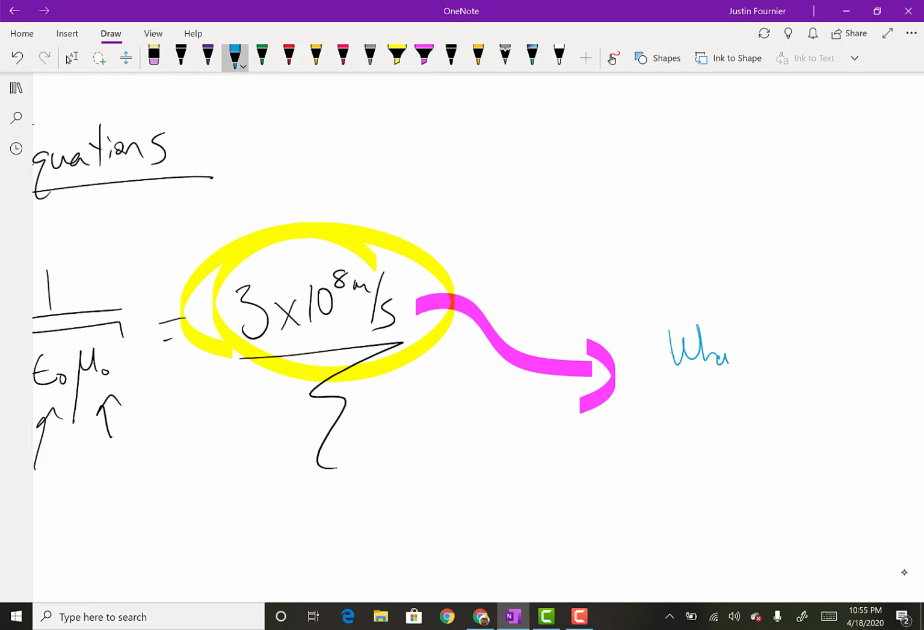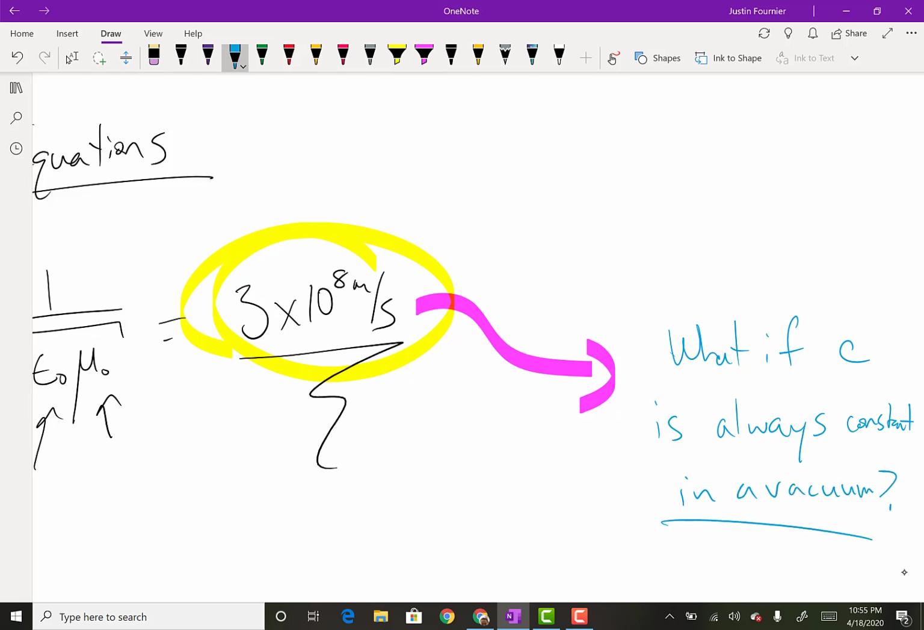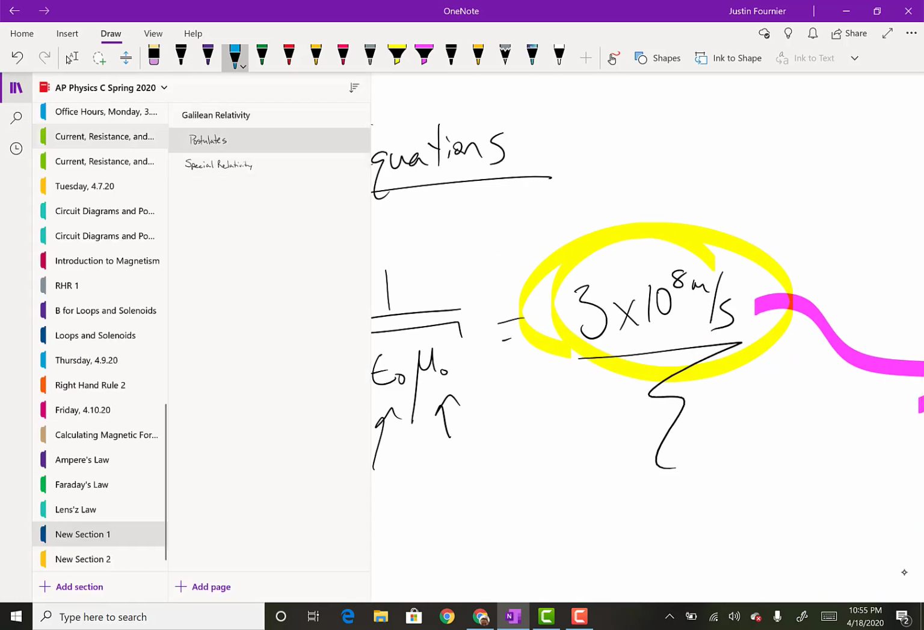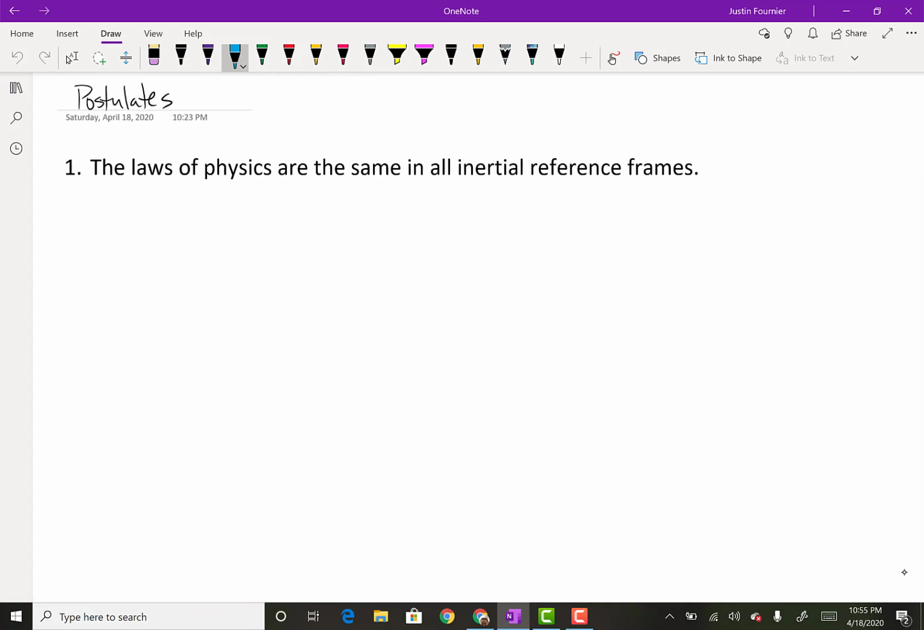So what if the speed of light, c, is always constant in a vacuum? What would that mean? What would happen? That's what he started off with. He said, okay, what if Maxwell's equations are really explaining reality, and the speed of light is a constant? What would have to change? How does physics change as a result of this? Well, he went into it, and he boiled these things down into 2 postulates.